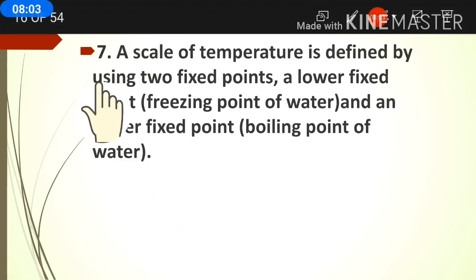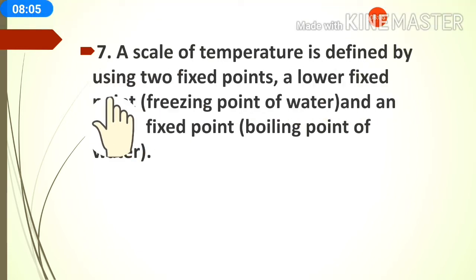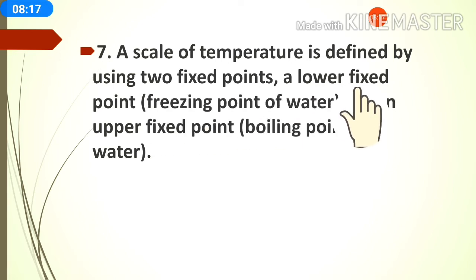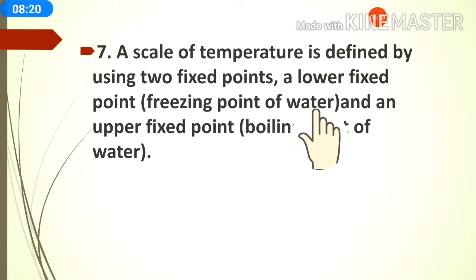Then seventh point is a scale of temperature is defined by using two fixed points. Means on the thermometer, on the scale, there are two fixed points. One is the lower fixed point which gives the lowest temperature, like what? Freezing point of water, which is 0 degree Celsius, and an upper fixed point, the maximum fixed point, like what? Boiling point of water. So these are the two ends, a lower fixed point and the upper fixed point. So the scale comes in between these two ends, and the lower point gives the lowest temperature and the upper point gives the maximum temperature.